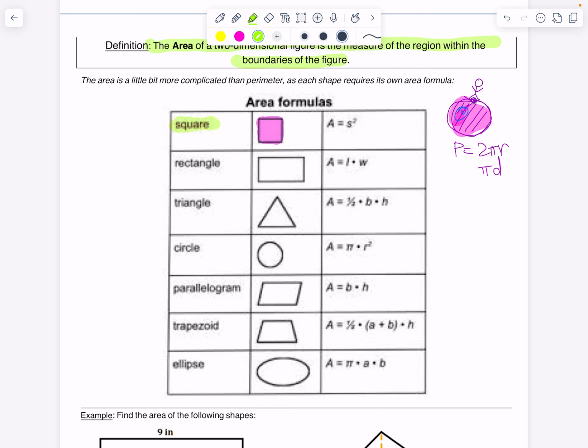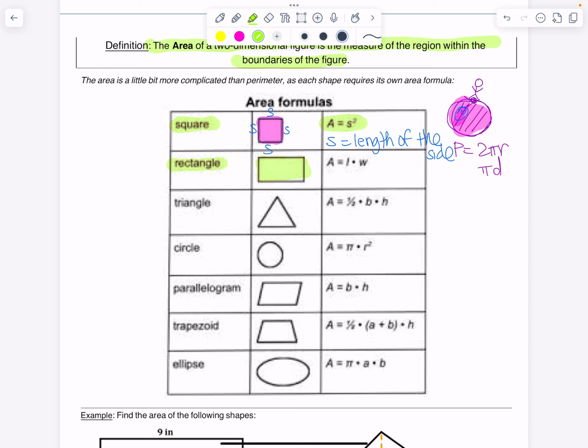We got a square. The formula for the area of a square is just the side length to the second power. So S would be the length of the side. All the sides are the same in a square, right? So this is length S, this is length S, this is S. Whatever it is, it could be 5, it could be 10, it could be 1,000,000, multiply that by itself. And then for a rectangle, we got rectangle.